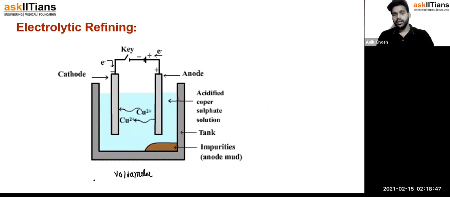This is a voltameter. Now look at this voltameter. Here you can see the cathode, and the cathode is negatively charged, as you know, and the anode is positively charged, as you can see over here. Now what happens when you give it some copper?